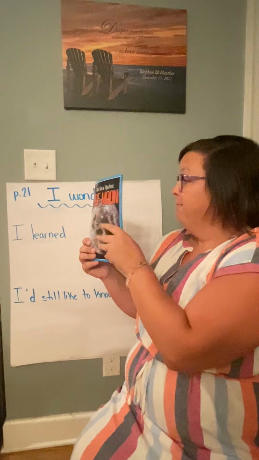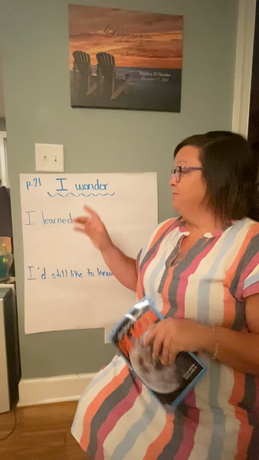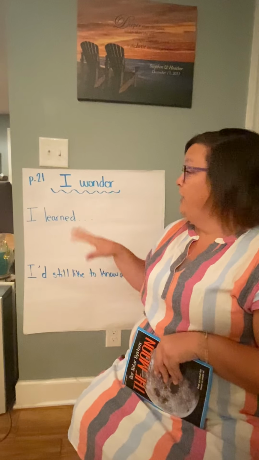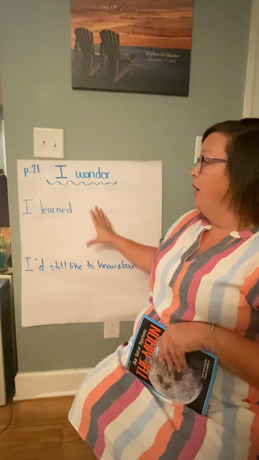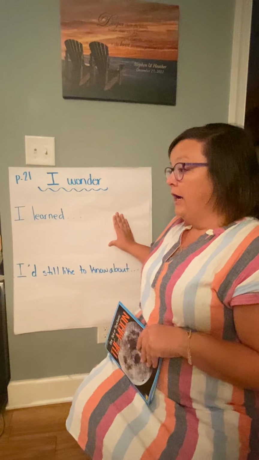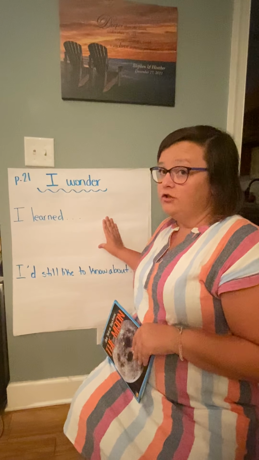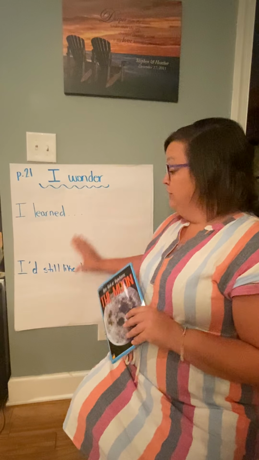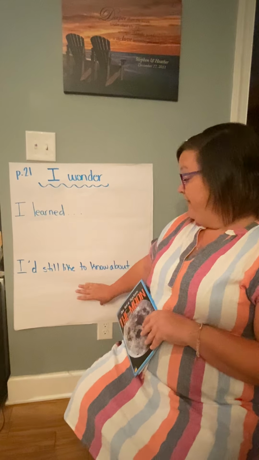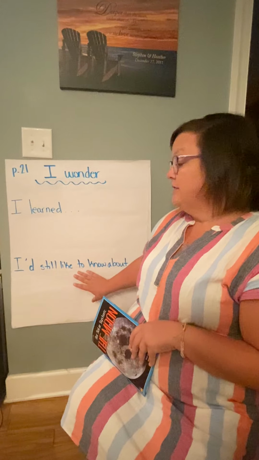So once you have listened to this and read it with me, you're going to turn in your journal to page 21 and you're going to look for the activity called I Wonder. And on this one, you're going to write something that you've learned. It can be from chapters 1 or 2. And I know some of you probably still have questions about the moon. So what you'll do is you will write that down here. Now remember, not everybody knows everything, so there's got to be something here that you would still like to know about the moon.